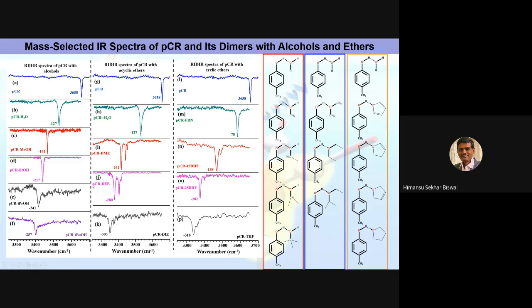We didn't stop with this. We substituted two hydrogens with two methyls. It's again more red shifted. If you have two ethyls, it's more red shifted than one ethyl. If you have two isopropyls, then it will be even more red shifted.